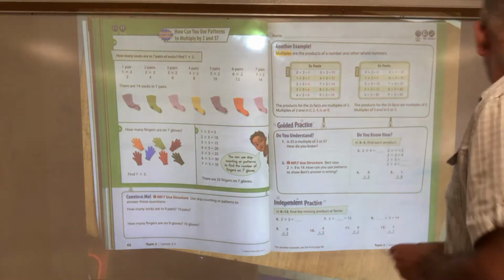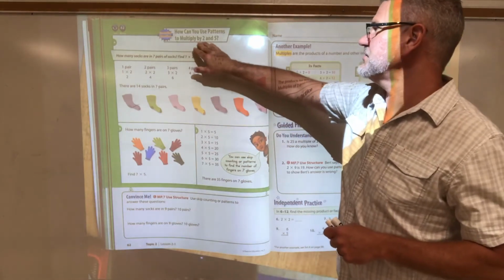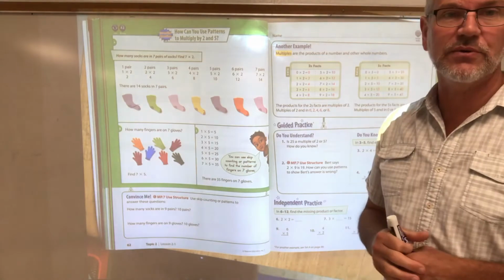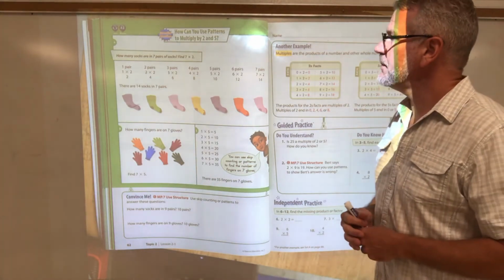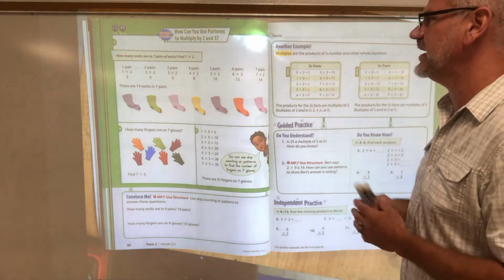Okay, so in our book now we're on page 62 and we're looking at multiples of twos and fives, or multiplying by 2 and 5. This is going to be pretty easy because, again, all you got to do is skip count, really.